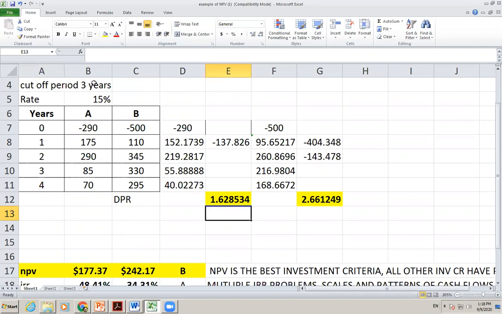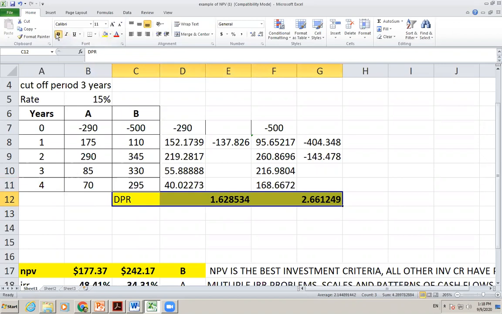Our cutoff period is 3 years, okay? So whatever comes after, we don't take into consideration. You can see 70 million here and 295 million here. So we do ignore it, but we cannot ignore it. It's our profit. This is what we were working for, actually. This is the discounted payback rule.